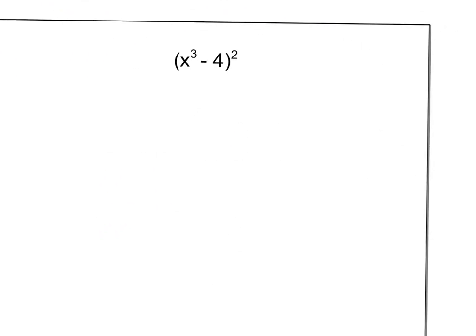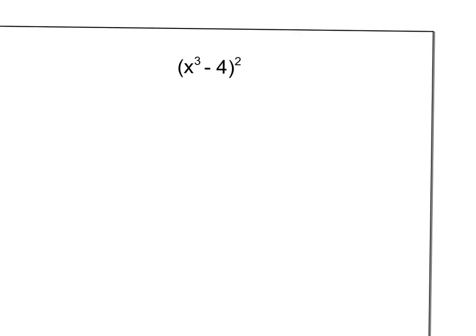All right, let's take a look at this one. This one's a little more interesting. I still have a binomial because I have x to the third is one term and the minus 4 is the other. And if you're doing a binomial squared, you know the proper way to write this out is really x cubed minus 4 times x cubed minus 4.